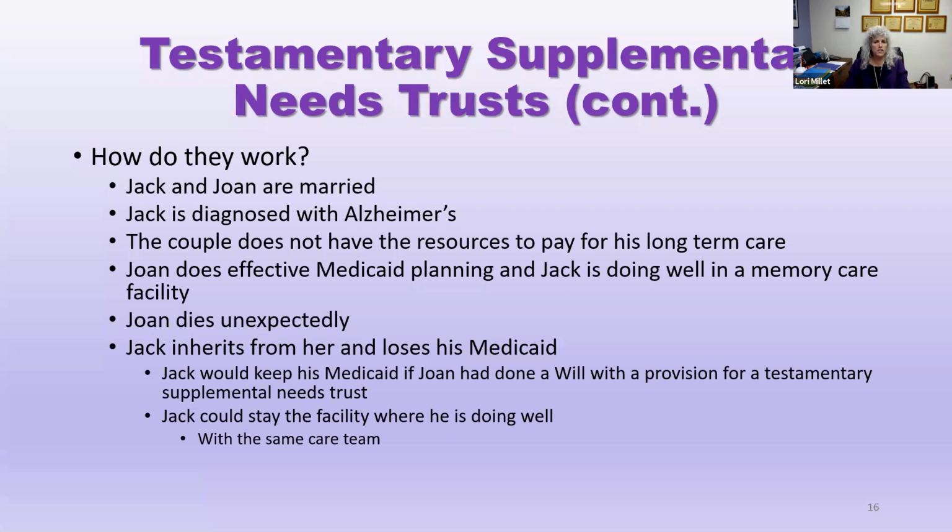And good special needs trusts are drafted to allow the trustee to make changes for that purpose only. So even though special needs trusts are irrevocable, they almost always have a provision that says, if there's a law change, the trustee can make the change to the trust to comply with the law.